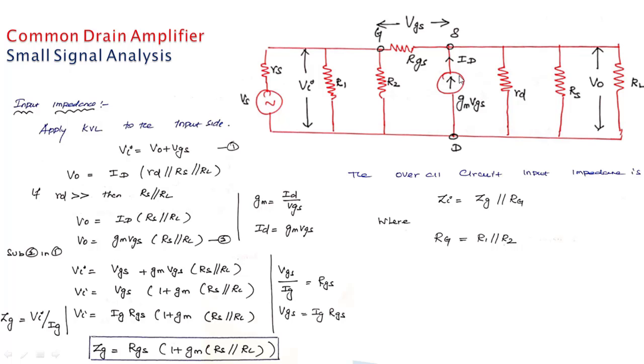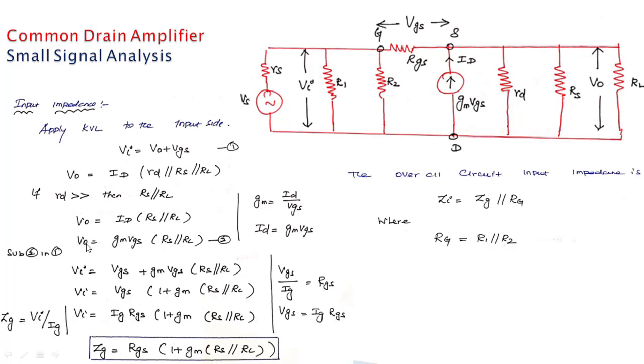So this is there in this diagram itself. So ID can be written as GM into VGS because we don't forget GM is equal to ID by VGS. Transconductance is equal to output current divided by input voltage. So from this equation, ID is equal to GM into VGS. So V0 can be written as, instead of ID, GM into VGS parallel of RS into RL. So this is equation number 2.